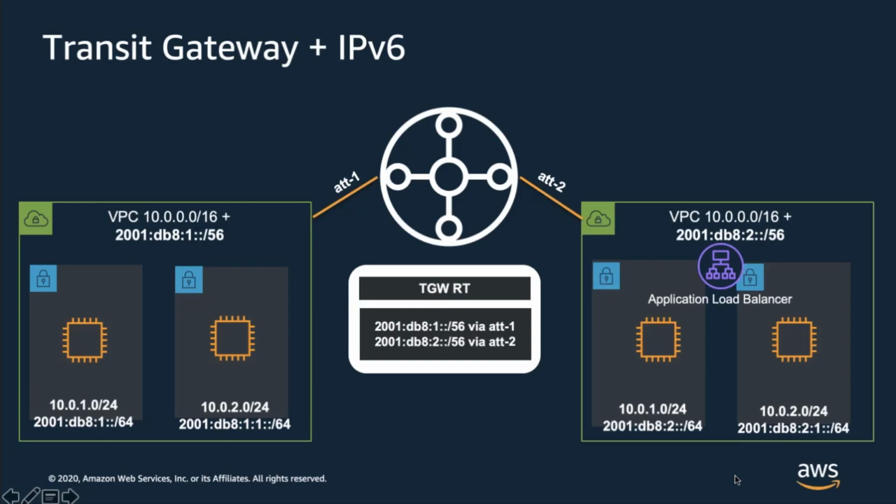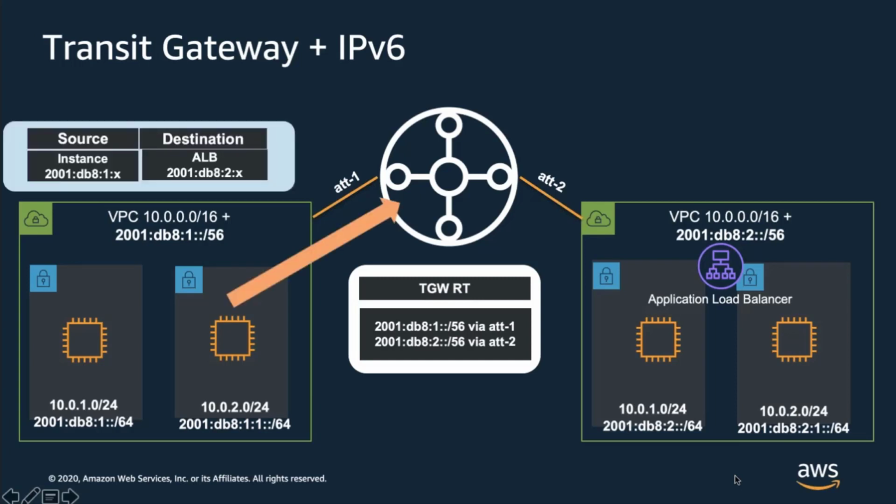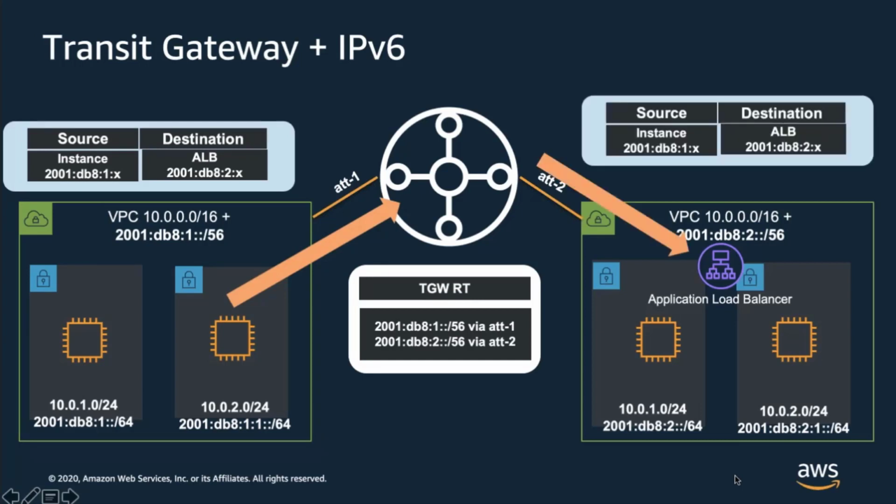So let's say we have an application on the right-hand side. We can have a load balancer that also supports IPv6. And traffic from our originator instance can go to the ALB. It will go through the transit gateway, and transit gateway will route it and connect it to the load balancer. Very straightforward scenario, and if you are planning to use V6, this is one way to start dipping your toes and using more V6 inside AWS.